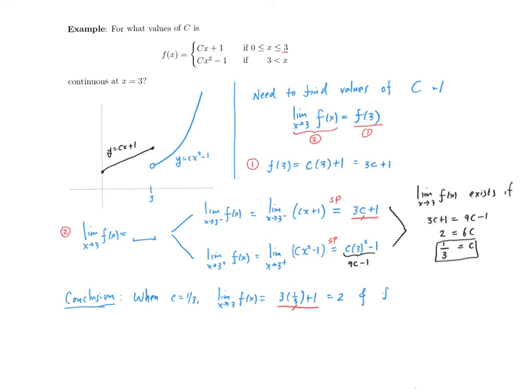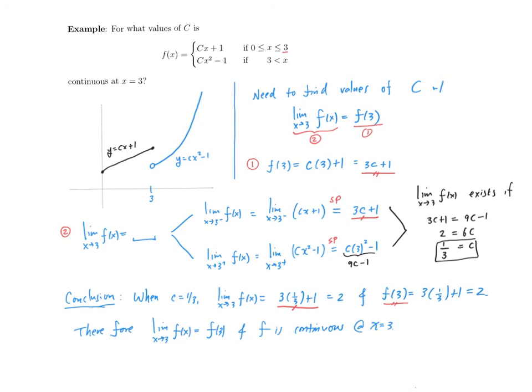And furthermore, what we know is that f of 3, if we look above at that first computation we made, is equal to 3 times c plus 1, which similarly is 2. And that's exactly what we want to see. Therefore, the limit as x approaches 3 of f of x equals f of 3, and f is continuous at x equals 3.